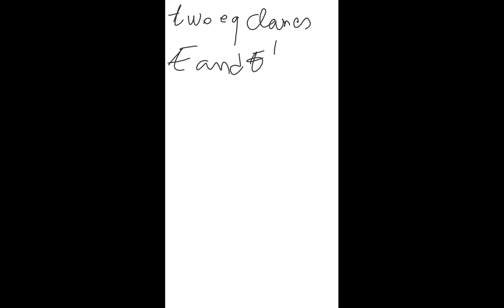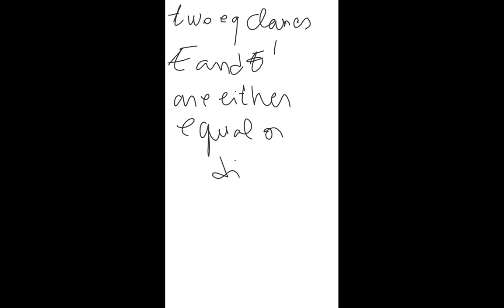One interesting thing we have is that two equivalence classes E and E prime are either equal or disjoint. And disjoint means that their intersection is the empty set.